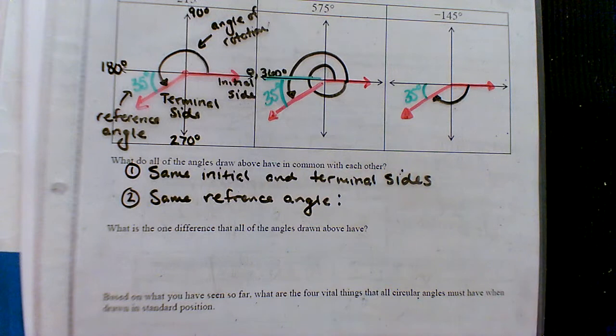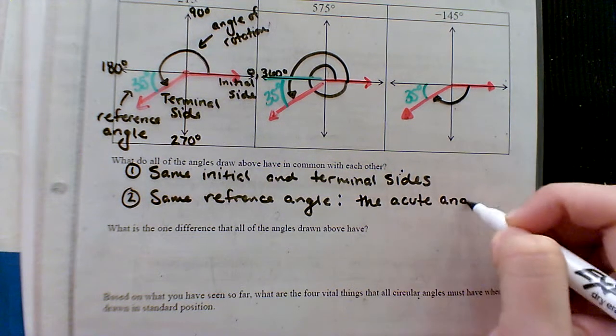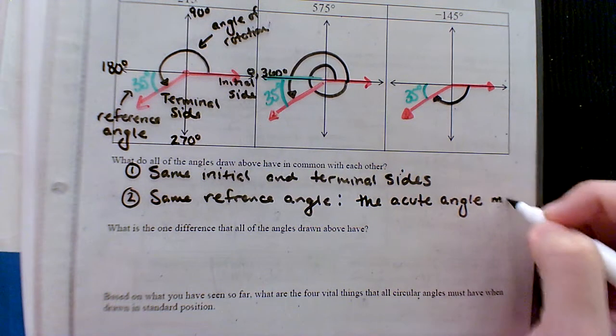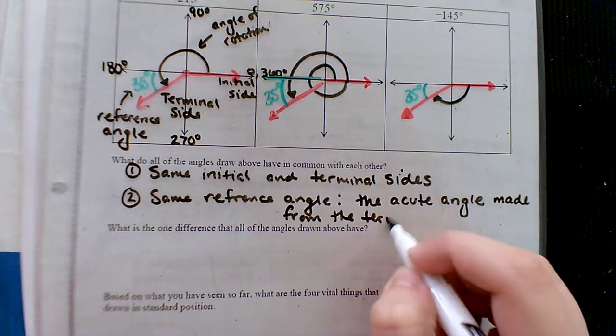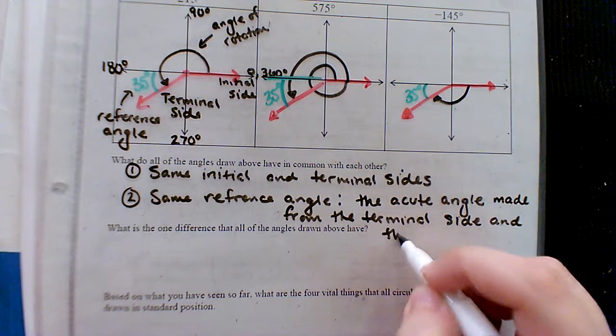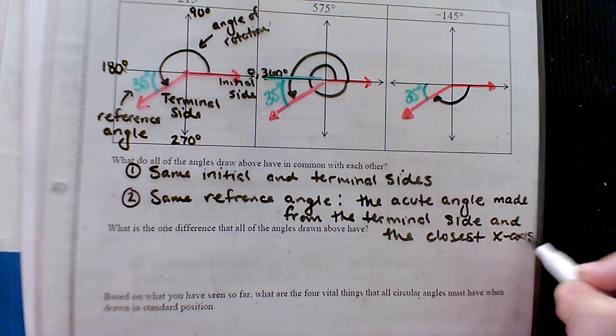Okay, now we'll go ahead and write down the definition of a reference angle just so we have it in our notes. A reference angle is the acute angle. Do we know what acute means? It doesn't mean a very pretty angle. Acute angle? Yeah? Less than 90 degrees. Good. Okay, a reference angle is always less than 90 degrees. The acute angle made from the terminal side and the closest x-axis.